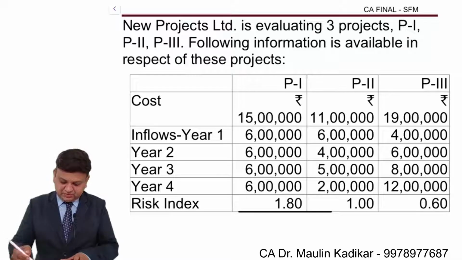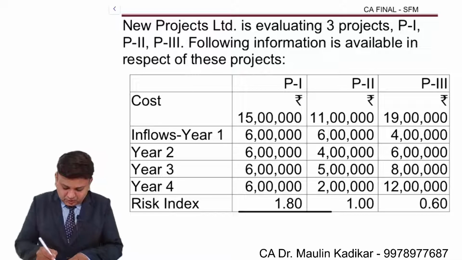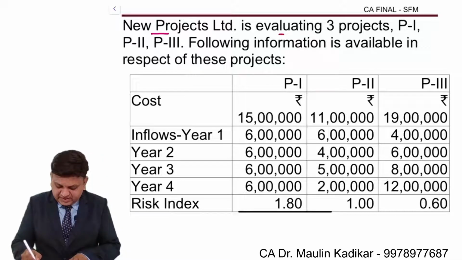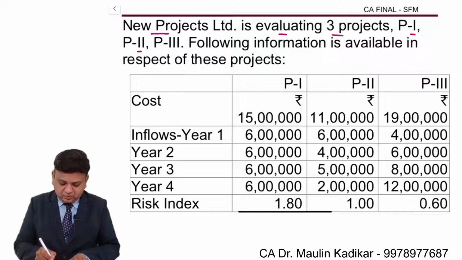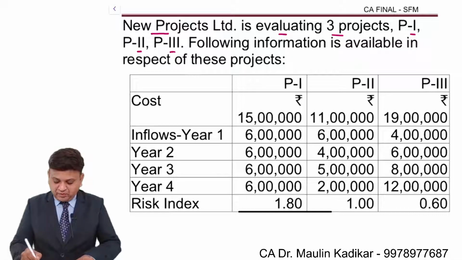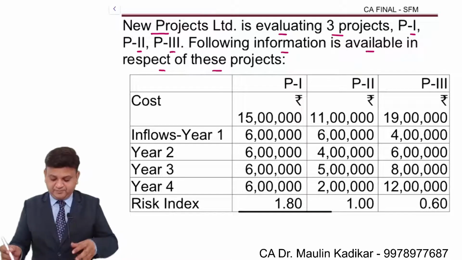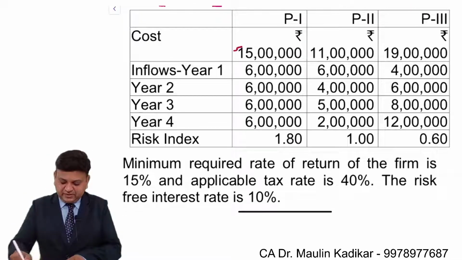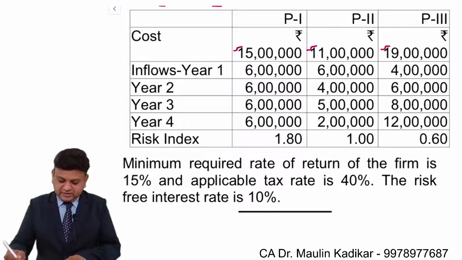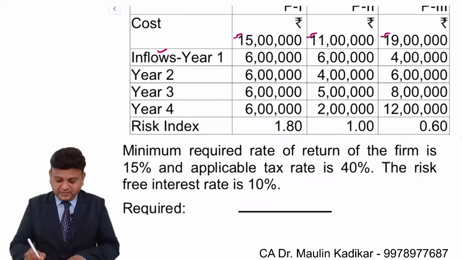Let us see the next question. New Projects Limited is evaluating three projects P1, P2, P3. Following information is available in respect of these projects. So the information is available to us with respect to the investment, with respect to the cash inflow for the first year, second year, third year and fourth year. Yearly cash flow information is given to us.